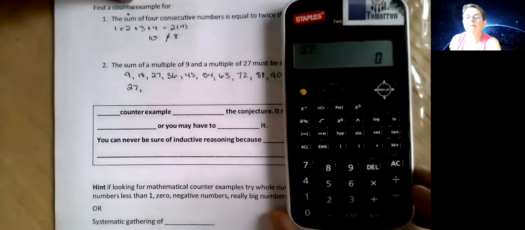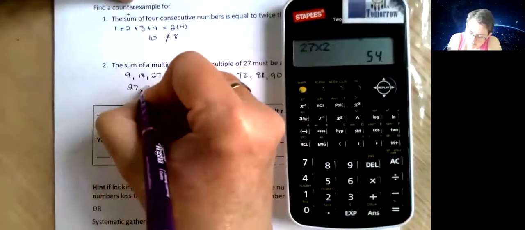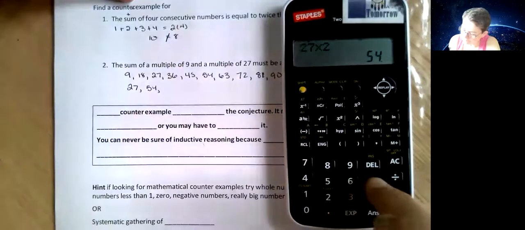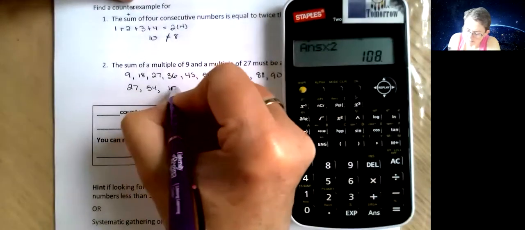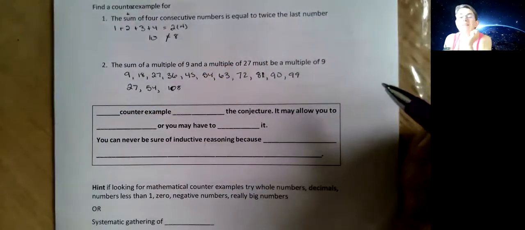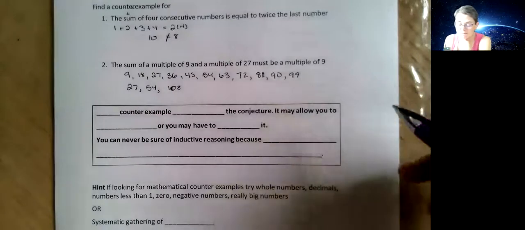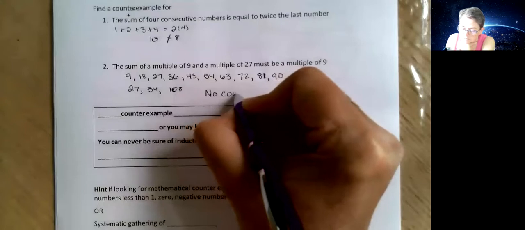All right, so now I got 27. Where can I move my calculator so you can see? There you go. Times 2 is 54. Times 2 is 108. Okay. Well, I'm going to tell you the secret. This one you're never going to find. So there's no counterexample.